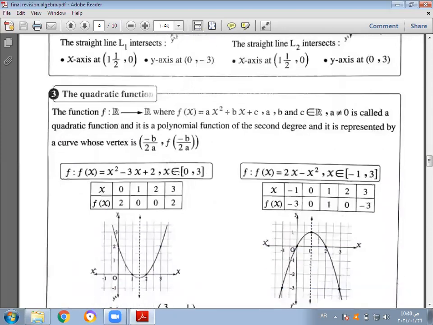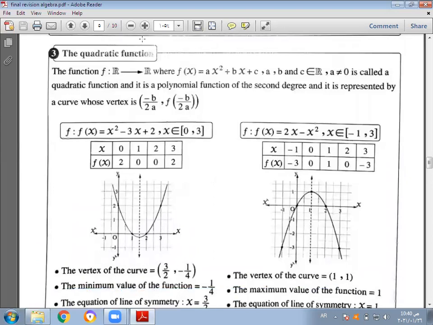What about the quadratic function? The function f of x equals ax squared plus bx plus c, such that a, b, and c belong to R and a not equal 0, is called a quadratic function, and it's a polynomial function of second degree. It's represented by a curve whose vertex is (negative b over 2a, f of negative b over 2a), such that f of x equals x squared minus 3x plus 2, and x belongs to [0, 3].